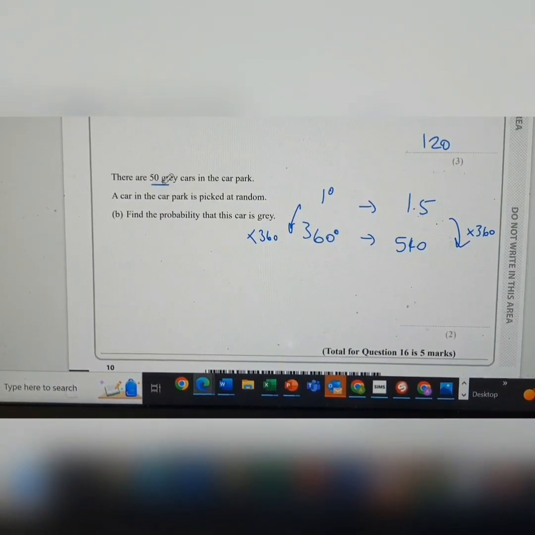So if there are 50 grey cars, then the probability of a grey car being picked at random is 50 divided by 540. You can cancel that down to 5 over 54. That would be your final solution because you cannot cancel that down any further. If you're unsure, you can always type 50 divided by 540 in your calculator. If you have a scientific calculator, it will convert it for you to the simplest fraction.